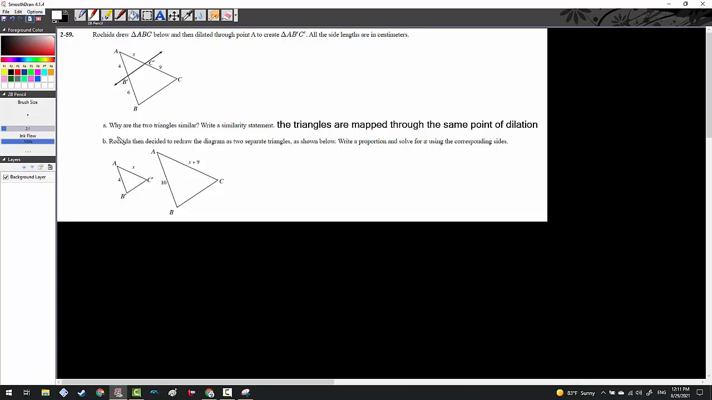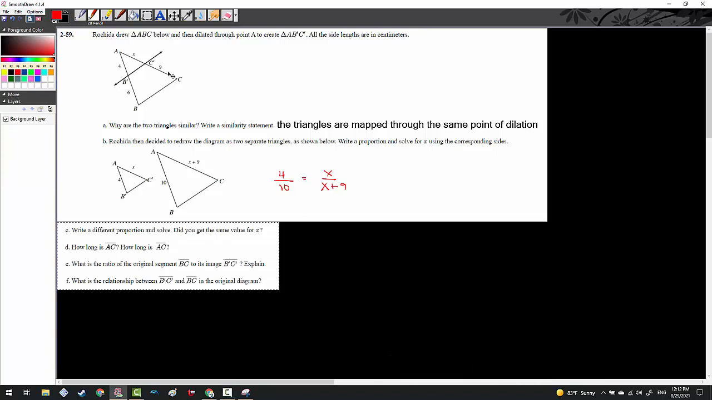Moving on to part B, it does say, Roshida then decided to redraw the diagram as two separate triangles as shown below. Write a proportion that we can use to solve for x using the corresponding sides. Okay, that's not bad. We can do that. We know that 4 corresponds to 10, and we know then that x corresponds to x plus 9. Now it doesn't say to solve for it, so I'm not going to solve for it just yet. But I will go and pause real quick and then move on to the next problem. Give me a second.